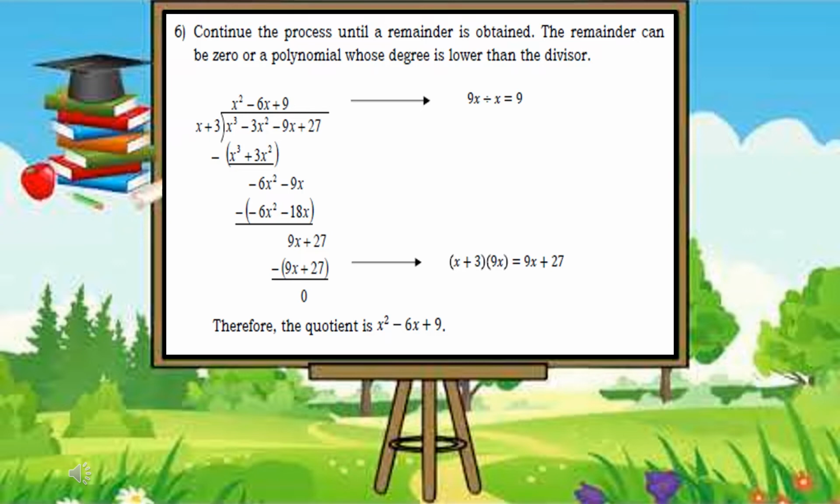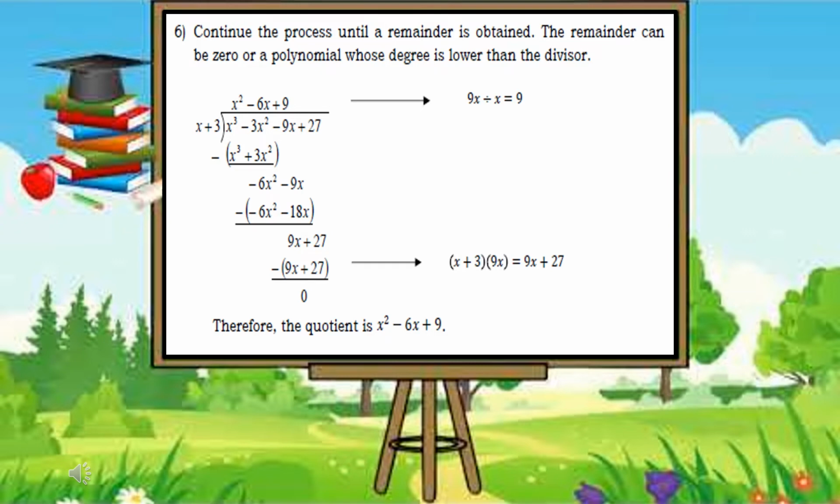If we're going to subtract, that will give us 0. And if we're going to subtract 9x plus 18x, that will give us positive 9x plus 27. Bring down 27. And then we're going to divide 9x plus 27 by x plus 3.